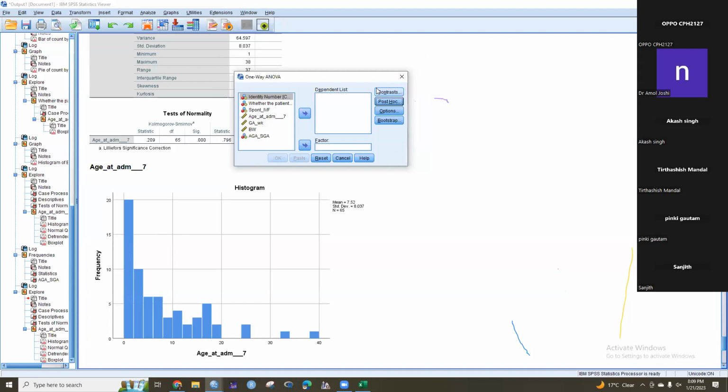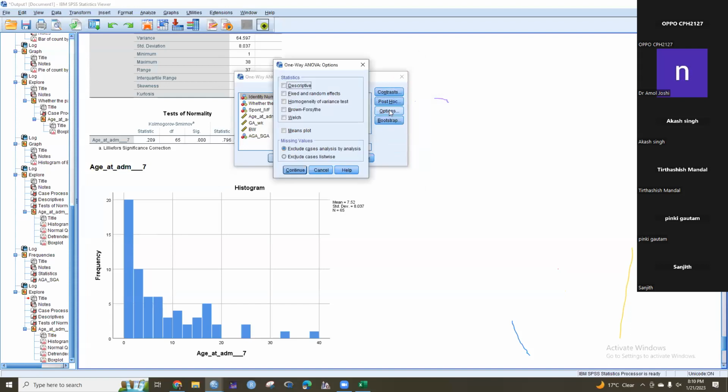Somebody has asked how to check the homogeneity of the variance. Here in ANOVA, you can click on option. Yes, in ANOVA, click option. Here is the homogeneity test of variance. By this we can do it.